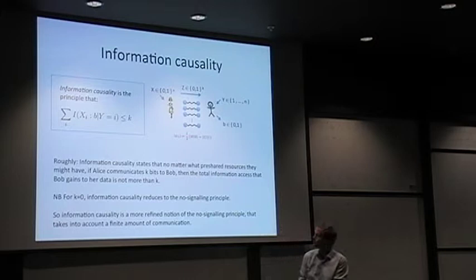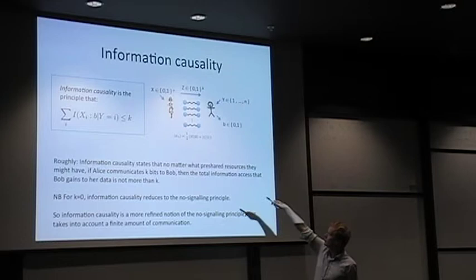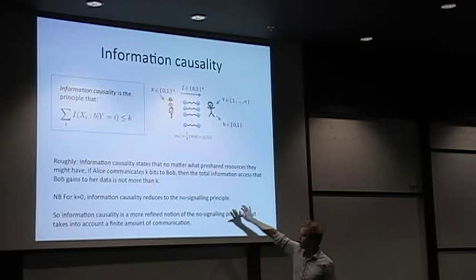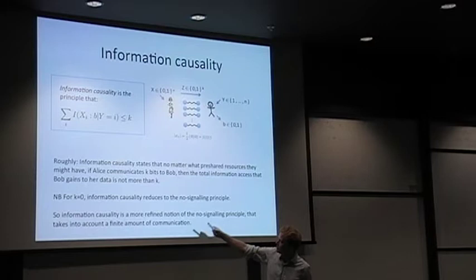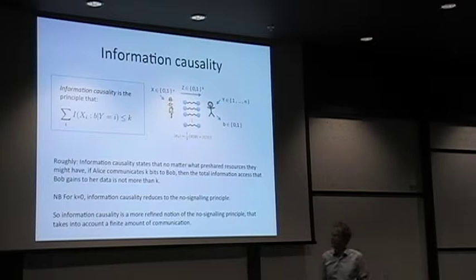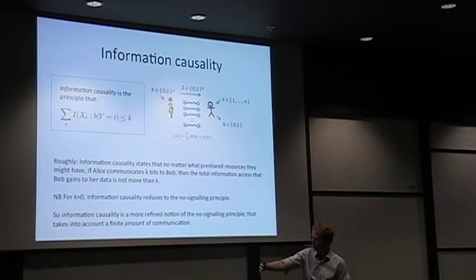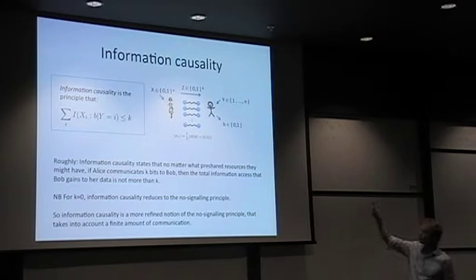Now, if k is zero, then Alice isn't sending anything to Bob. And this principle, information causality, simply reduces to the no-signaling principle. In that case, Bob shouldn't be able to learn anything about the data Alice has. So we could think of this principle as a more refined notion of the no-signaling principle. That includes the no-signaling principle itself, that's the zero communication case, but then also takes into account the possibility of a finite amount of communication from Alice to Bob.